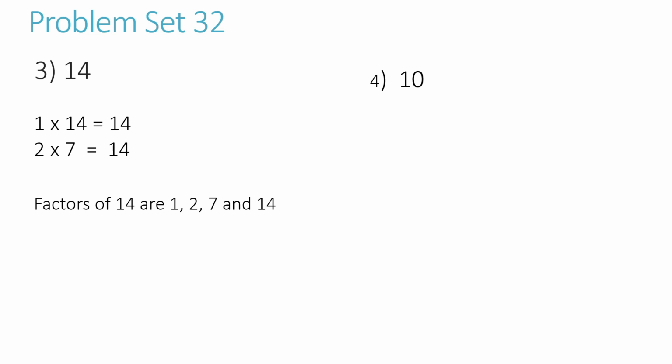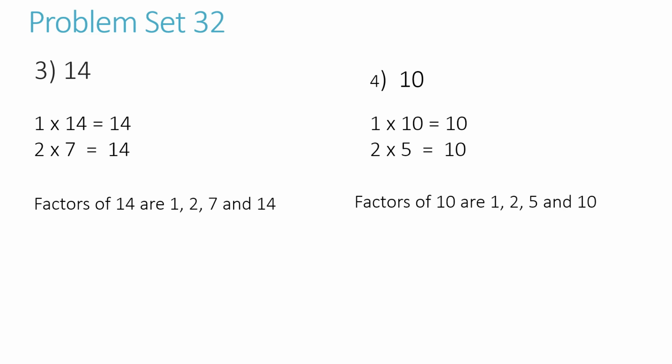Then the fourth sum, factors of 10. So pairs of the number which gives the product 10 are 1 into 10 is 10, 2 into 5 is 10, then it goes directly in 5, 5 2s is 10, the same as the same, and 10 1s is 10. So the factors of 10 are 1, 2, 5 and 10.